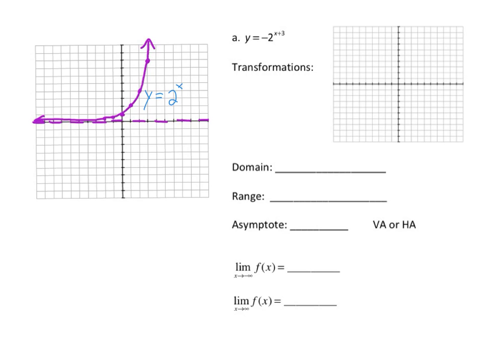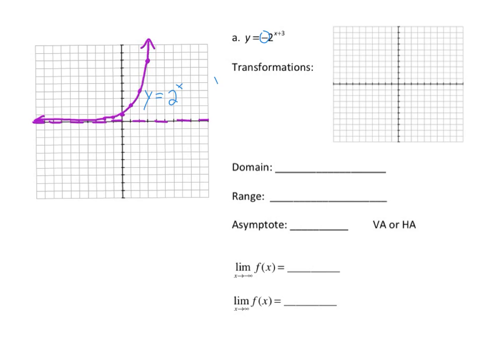In level 3, we will be adding in reflections. So we will still be shifting exponential and log functions and then also reflecting them. So in this example, we have a negative sign on the outside. A negative sign on the outside is going to be a vertical reflection over the x-axis. A negative sign up by the x would be a horizontal reflection over the y-axis.